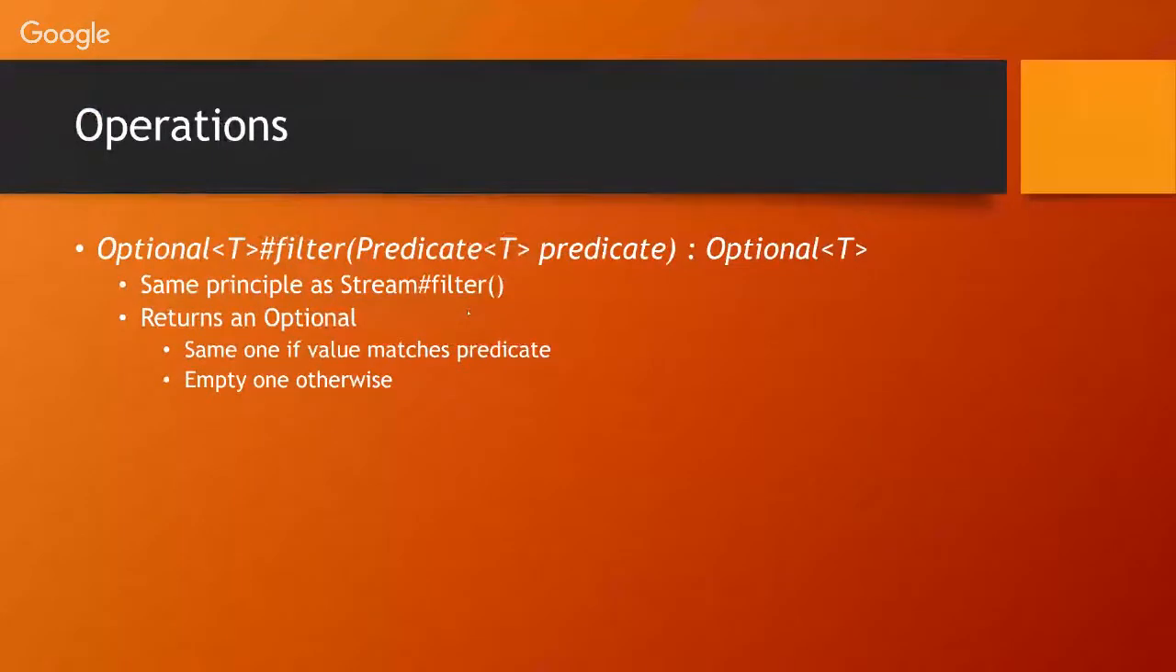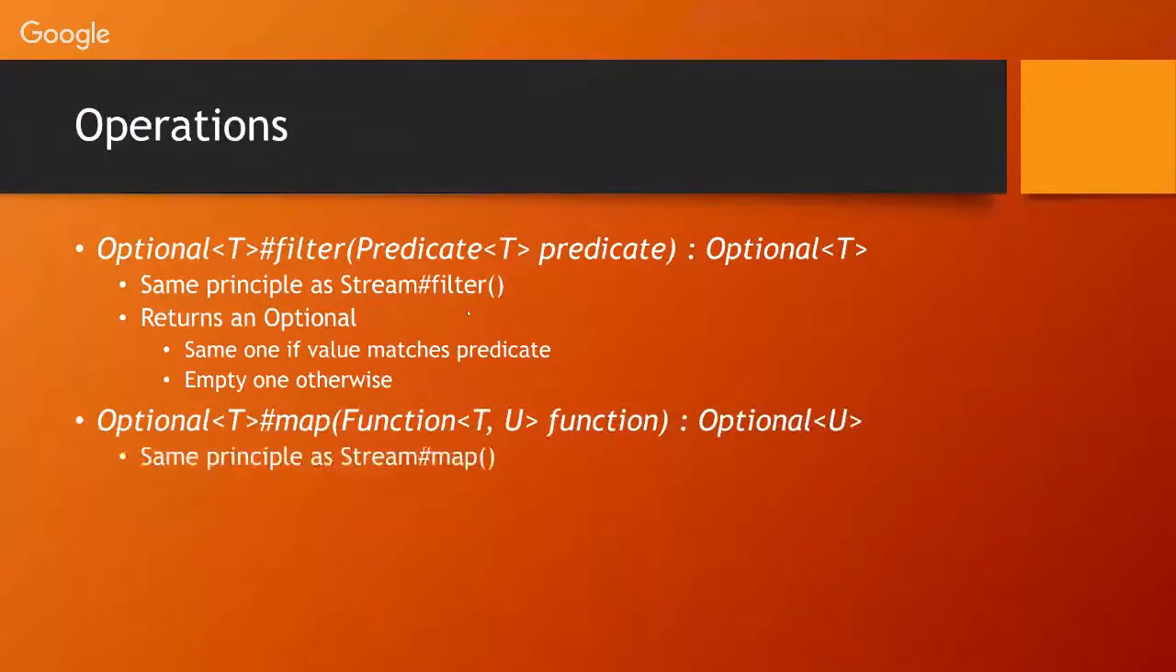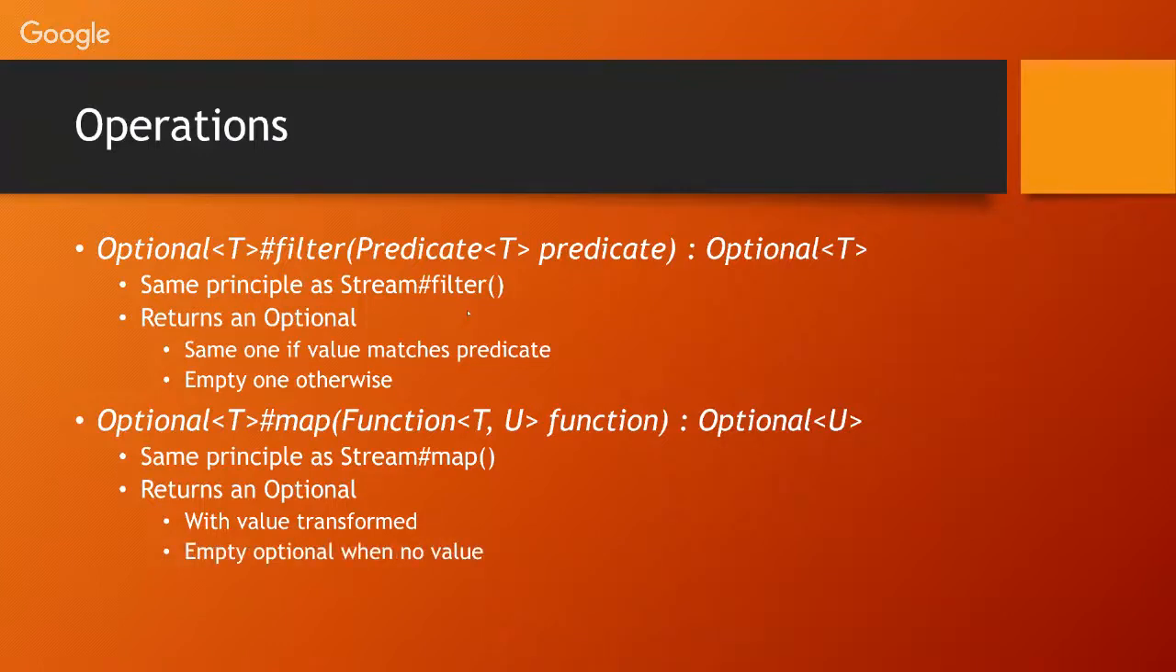Okay. As with the streams, there is a map method which returns an optional, but transforms the value in it if it has one. So the value is transformed according to the function passed as argument. If the optional is empty, the empty optional is then returned because there is no value to update.